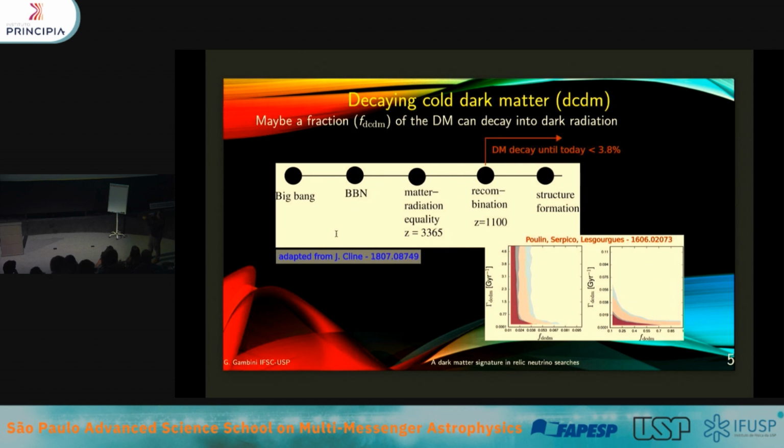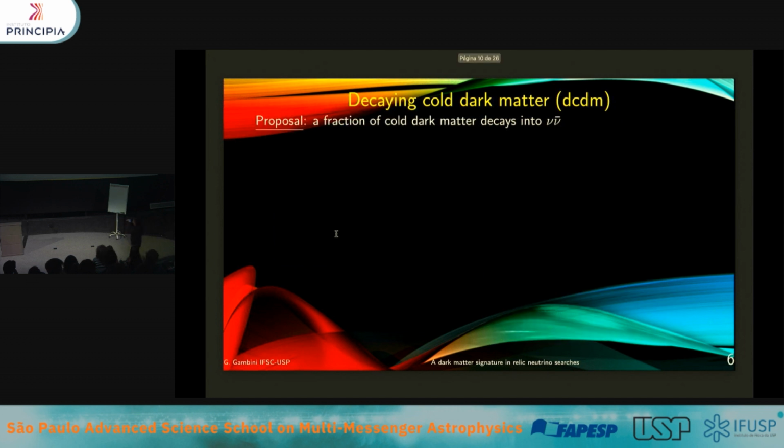And here you can see constraints on this decay rate into dark radiation, any dark radiation, as a fraction of the unstable component. Next, please. So the proposal here is that this dark radiation may be neutrinos. So maybe dark matter can decay into neutrinos. The process will be like this one shown over here.